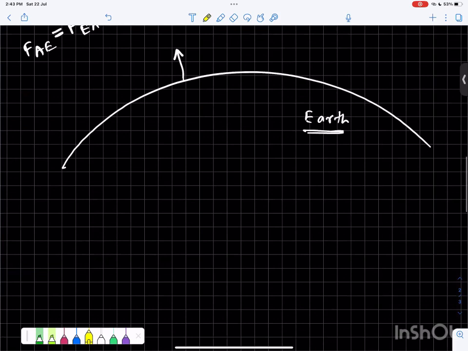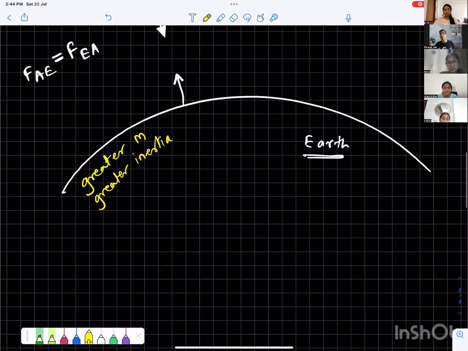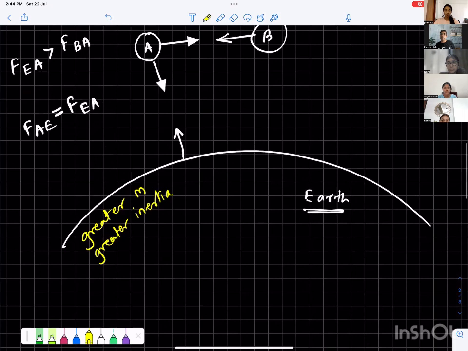Because the mass of Earth is more. Very good, Nisha. Earth has a very large mass, so it will also have greater inertia. And because it has greater inertia, it will not move easily. Instead, it will pull A towards the Earth.